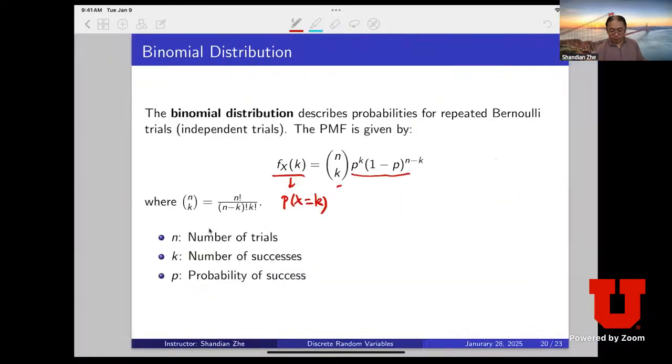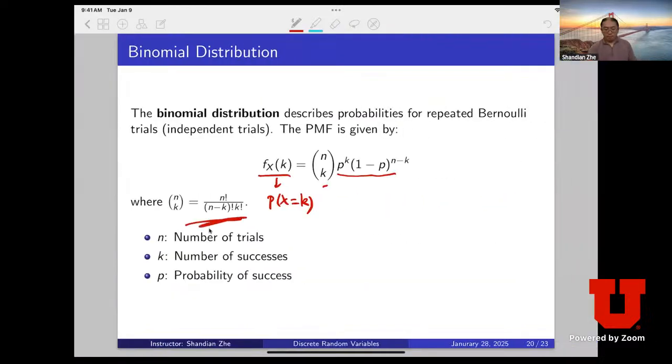And then for every sequence, no matter at which positions you see the heads, the probability of a single sequence is always p to the power of k times (1 minus p) to the power of n minus k. Why? Because those trials are independent of each other. As long as you see one head, you're going to have a factor of p in your joint probability.